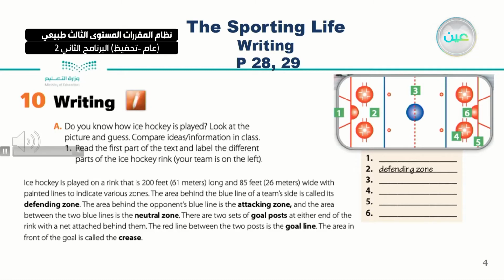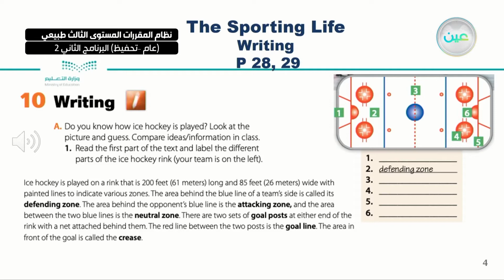Page 28. Writing, 1. Ice hockey is played on a rink that is 200 feet, 61 meters, long, and 85 feet, 26 meters, wide, with painted lines to indicate various zones. The area behind the blue line of a team's side is called its defending zone. The area behind the opponent's blue line is the attacking zone, and the area between the blue lines is the neutral zone.